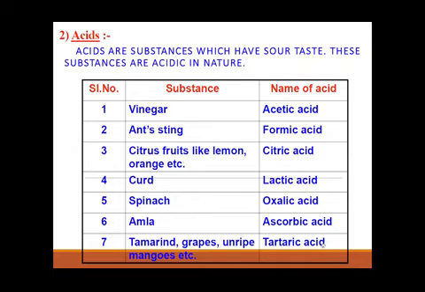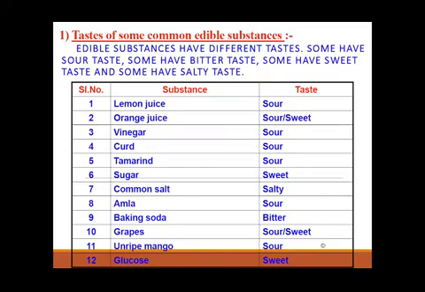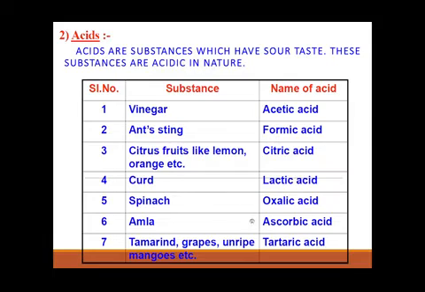So here you can easily find out, like in the first slide where we saw 12 different substances and each of them were having different taste. Like some were sweet, some were sour, some were salty, some were bitter in taste. But specifically in the next slide, that is the slide of the acids, we are seeing that these 7 substances which are mentioned over here, they all are having sour taste. You can recall each of them. They all have sour taste.